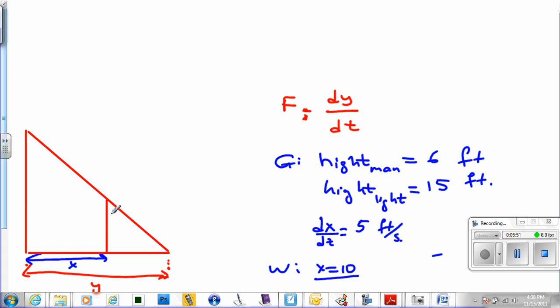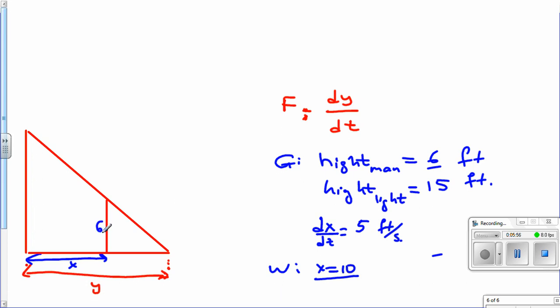The height of the man is 6 feet, so this distance is 6 feet. The height of the light is 15, so this side of the triangle is 15. The small triangle is similar to the bigger triangle. Let's write down the similarity proportions. Let's identify this distance: the total is y, subtract x, so you will get y minus x.